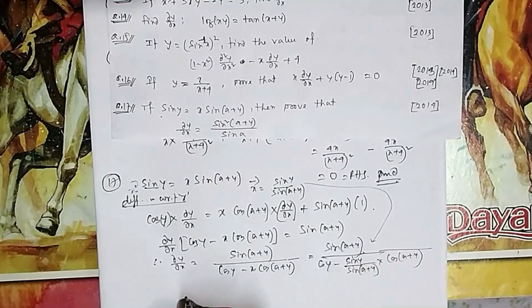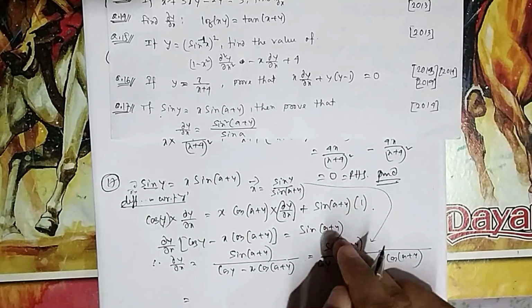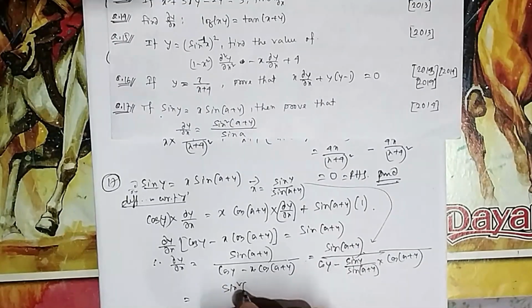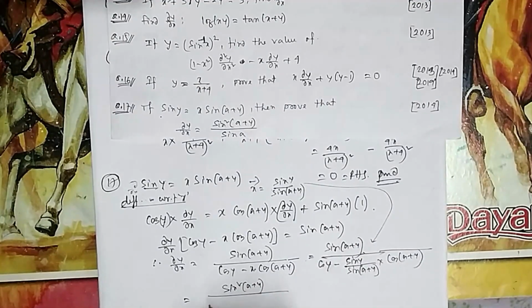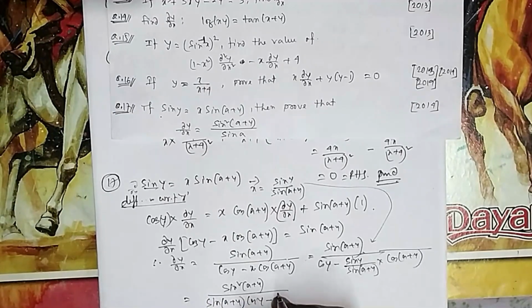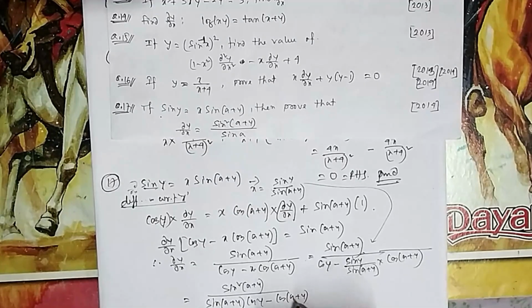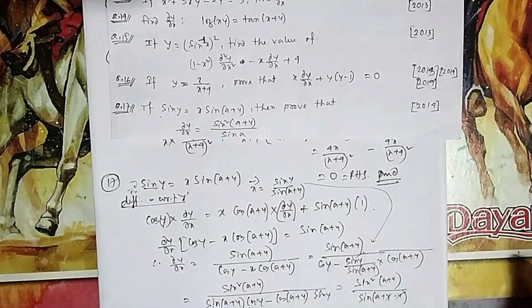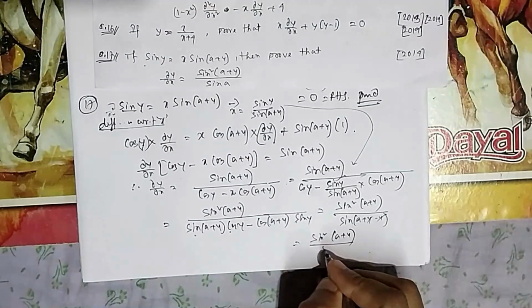Now if you take sin(a + y) as an LCM, so this sin(a + y) will go up, so it will be sin square (a + y), and in the denominator it will be sin(a + y) cos y minus cos(a + y) sin y. We can see in the denominator it is forming sin a cos b minus cos a sin b, that is sin(a - b). So (a + y) minus y. So it is proved. Sin square (a + y) divided by sin a.